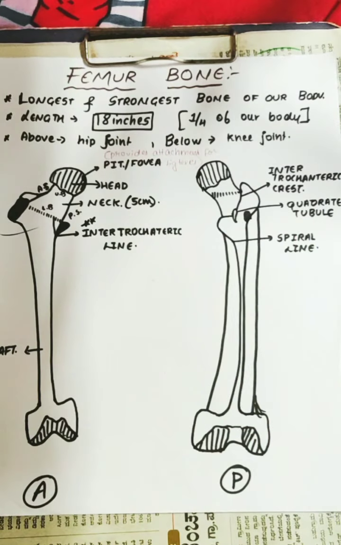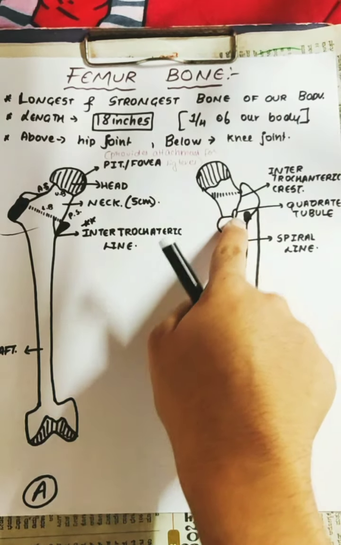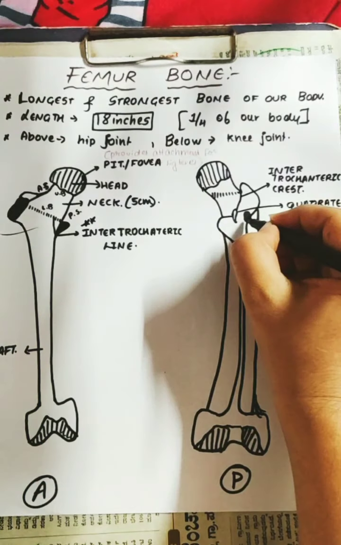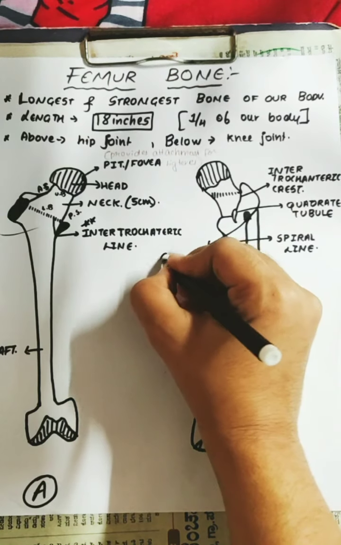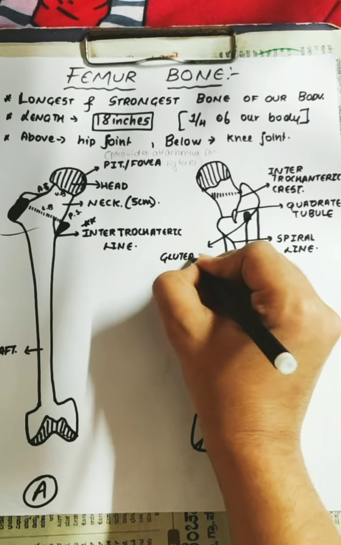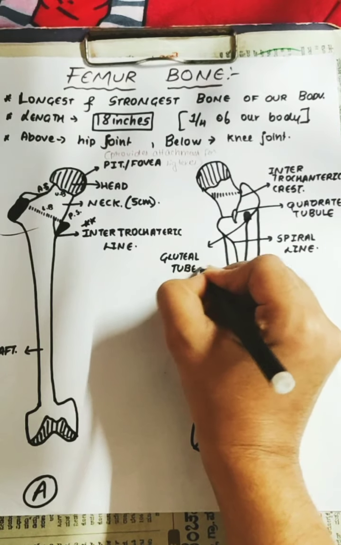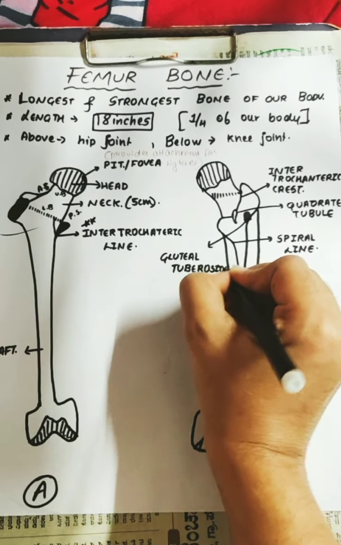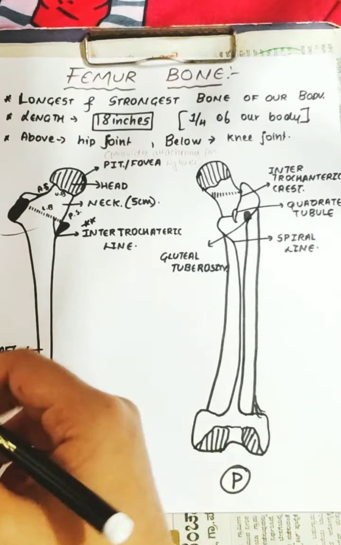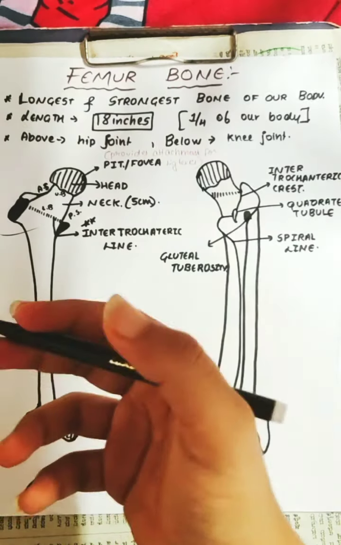Okay, that is the quadrate tubercle. After that, you can see another structure here, another black structure. This is called the gluteal tuberosity. So the gluteal tuberosity is the region where all the gluteus muscles get attached.